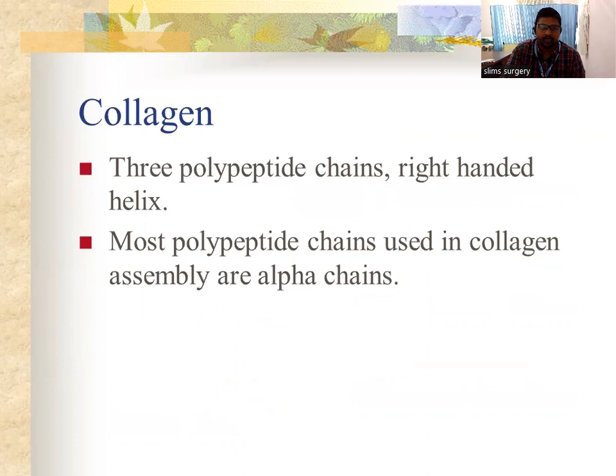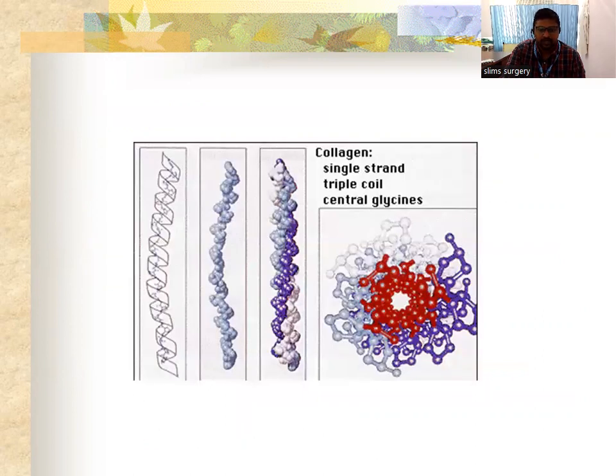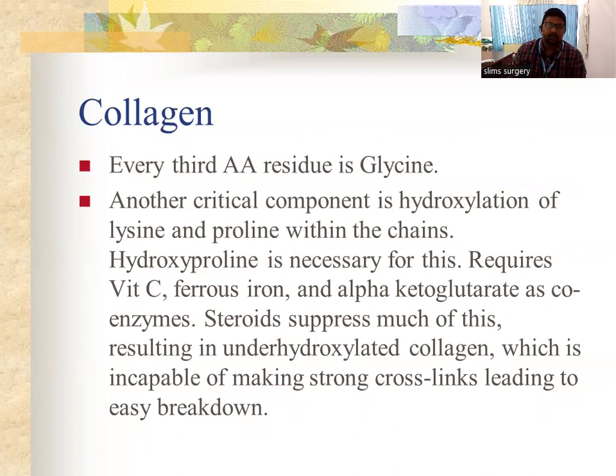It has 3 polypeptide chains in a right-handed helix. This is the biochemical structure of collagen, and most polypeptide chains used in collagen assembly are alpha chains. You can see the 3 polypeptide chains and the right-handed helix. Every third amino acid is a glycine, which is why glycine is very helpful in wound healing. Another critical component is hydroxylation of lysine and proline within the chains. Hydroxyproline is necessary for this, and this requires vitamin C, iron, alpha ketoglutarate and coenzymes.